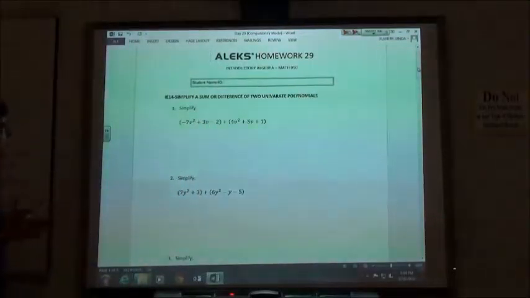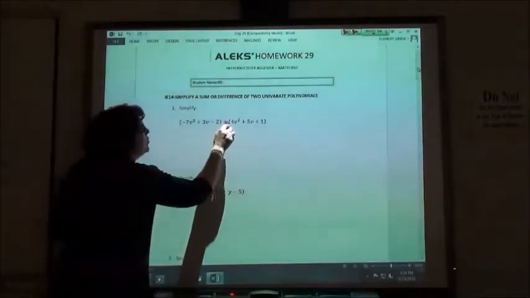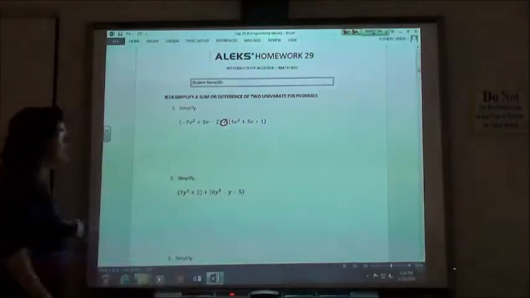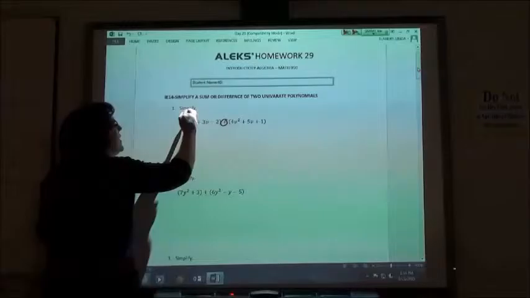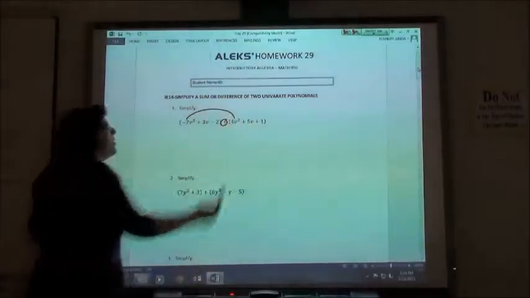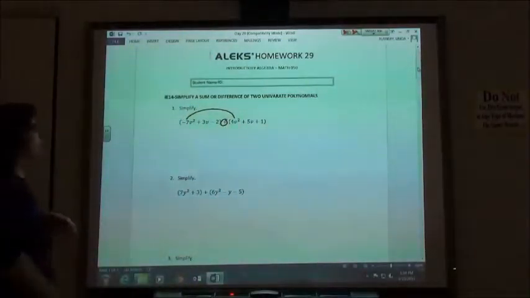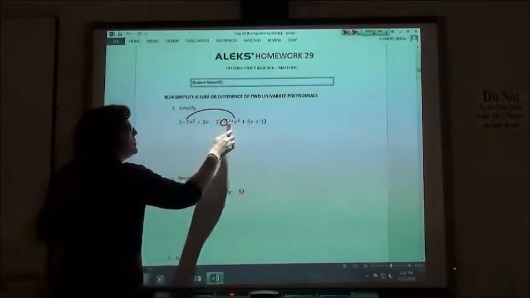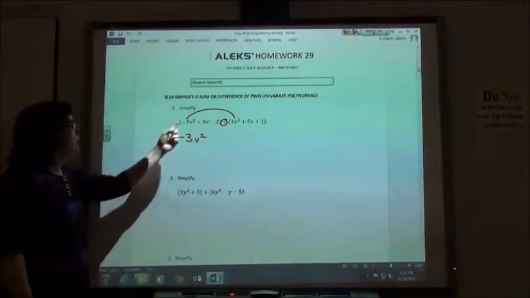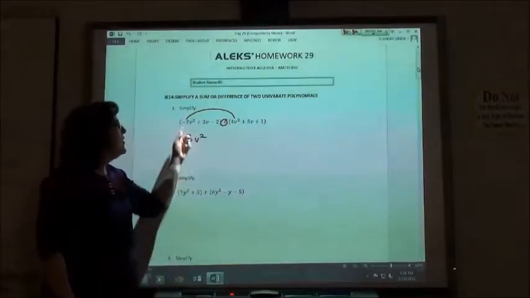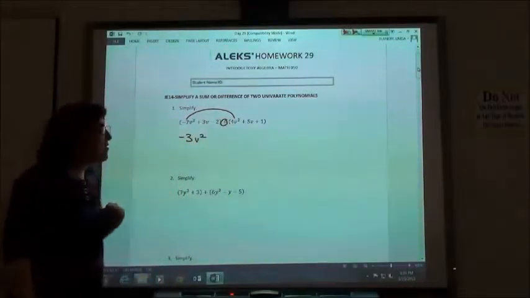So all we're really doing is looking and saying, okay, between these two parentheses we have adding, so we're going to add our like terms in our expression. So we have a negative 7v squared and a positive 4v squared. Negative 7 plus 4 is negative 3v squared then. We add or subtract our coefficients, but we leave the exact same variable.